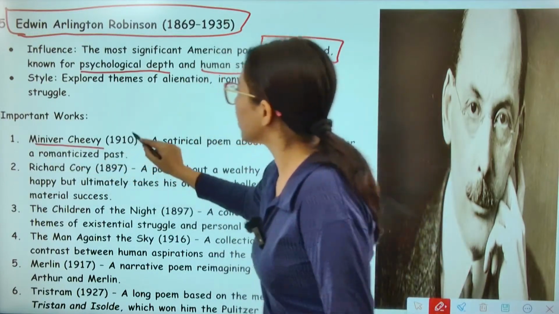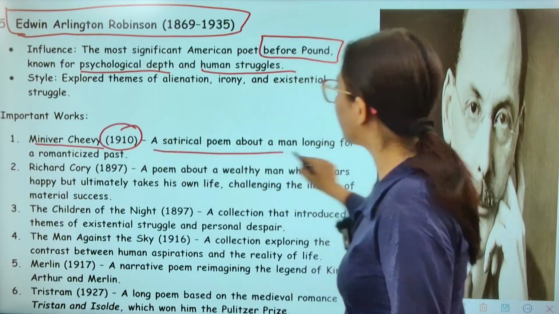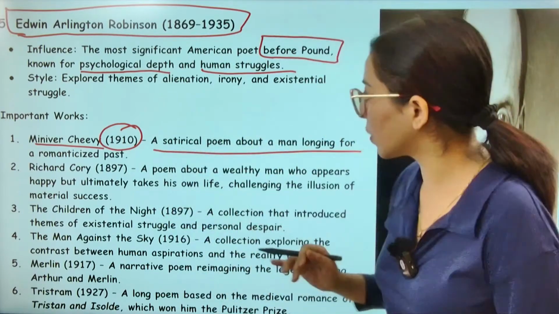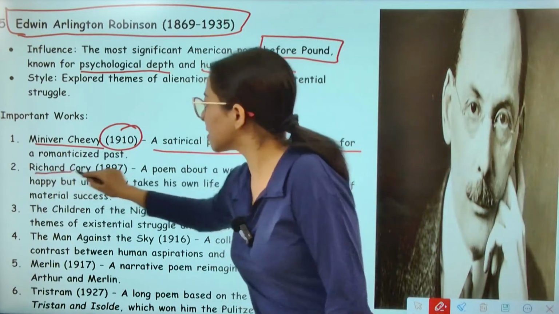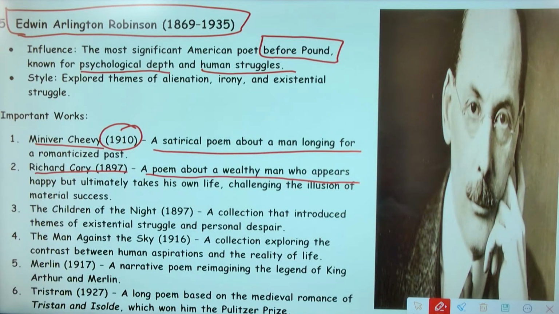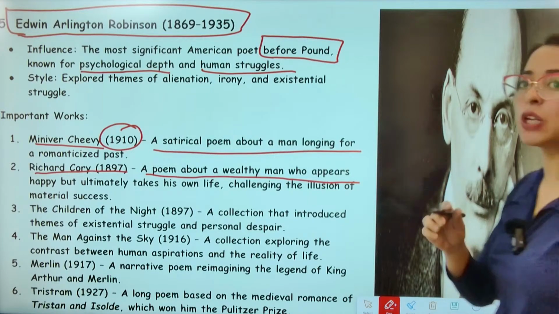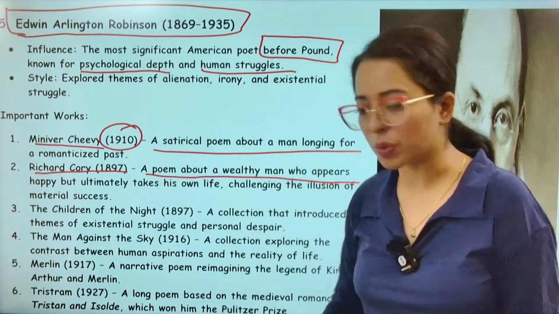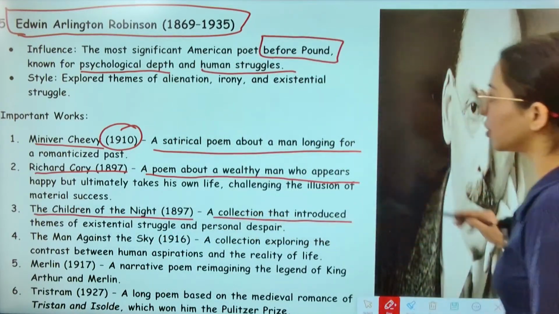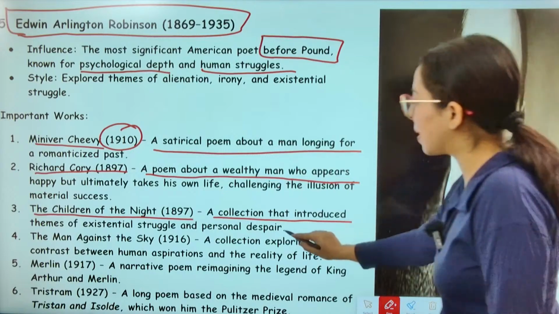Miniver Cheevy 1910 का work है, a satirical poem about a man longing for a romanticized past. Okay, Richard Cory 1897 का work है, a poem that is about a wealthy man who appears happy but ultimately takes his own life, challenging the illusion of material success in the modern world. Okay, The Children of the Night, a collection that introduced themes of existential struggle and personal despair.